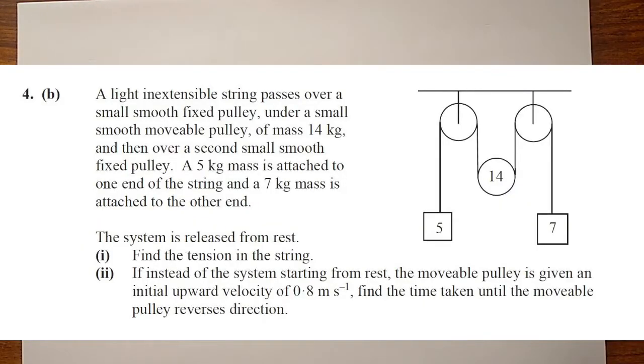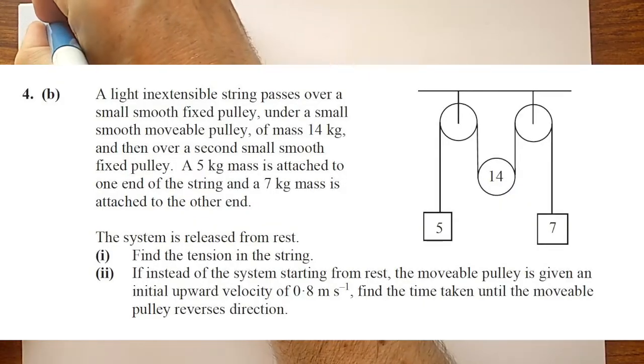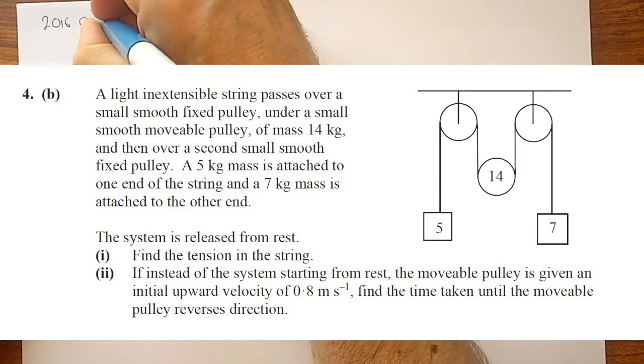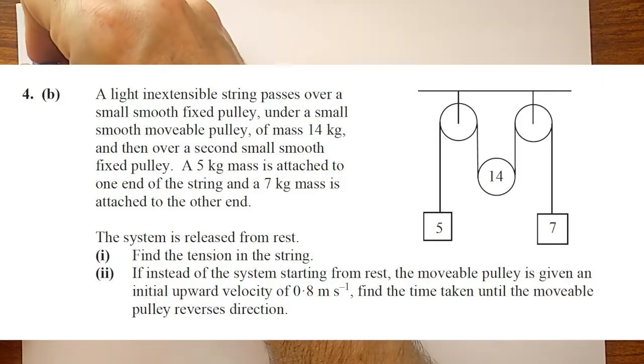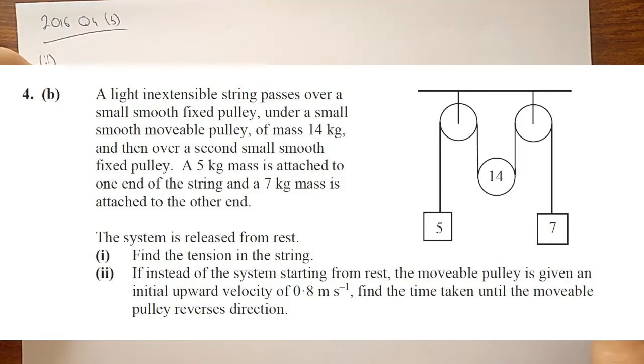Now for our second piece, we're going to turn the page over. So just a little reminder, 2016, question 4, part B. And this is part 2. So what are they asking us in part 2? If instead of starting from rest, the movable pulley has an initial upward velocity, time taken until it changes direction. Well, changes direction means its velocity is going to be 0 at that instant in time.